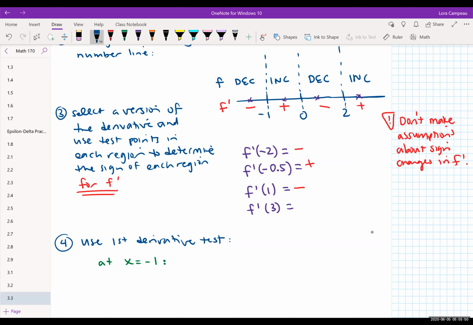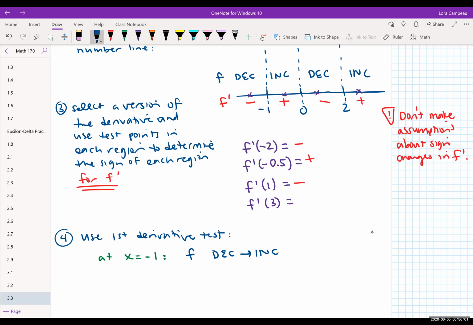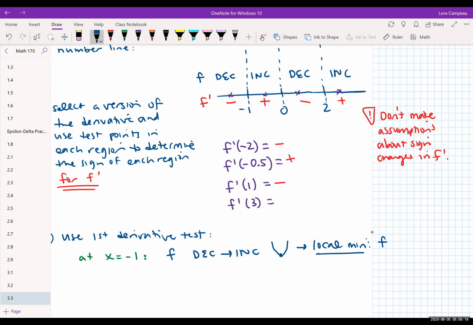So at x equals 1, the function goes from decreasing to increasing. Or you can think about it in signs, negative to positive. But I like to kind of draw a little picture, decreasing to increasing. So what do you think happens? Well, if that's the case, we've got ourselves a local min. And what you want to describe with the local min is it's the local min evaluated at the critical point.